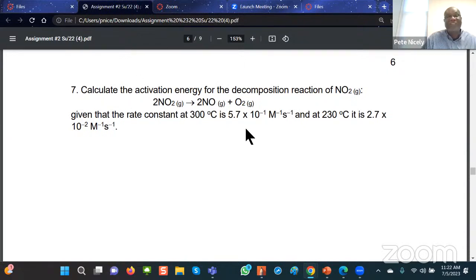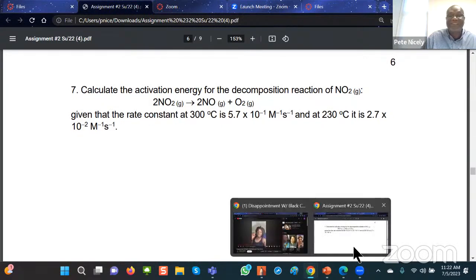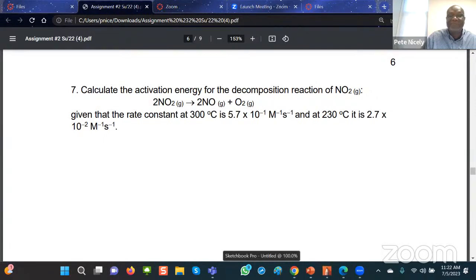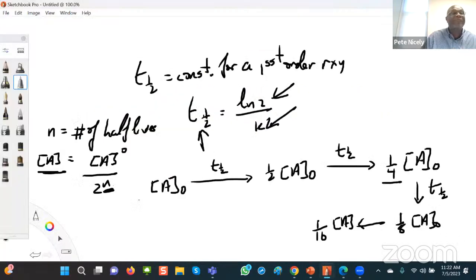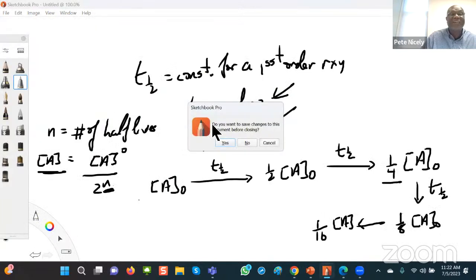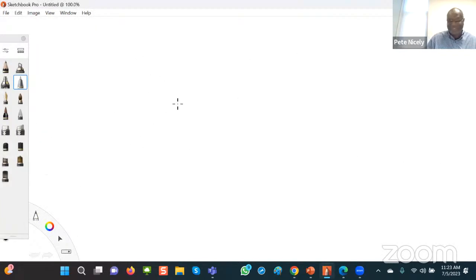And there's an equation which relates the activation energy to the rate constant, and this is based on the collision theory. Let me go to this here and write down that equation. That equation is k = A e^(-Ea/RT), all right?